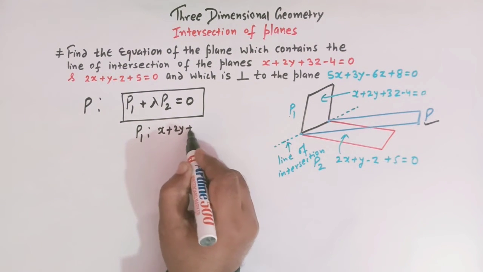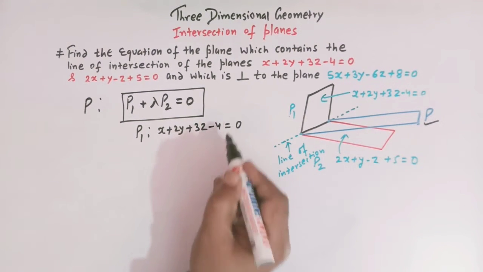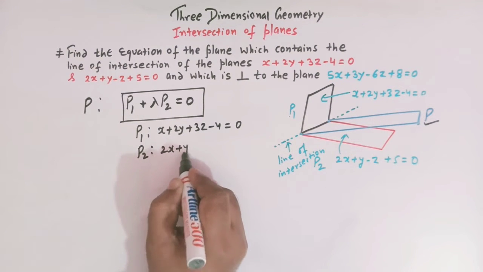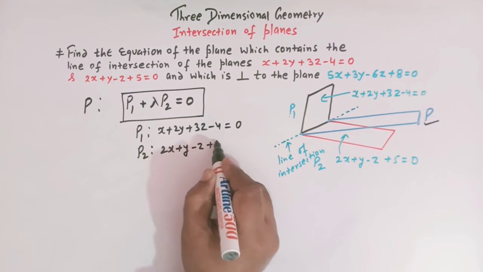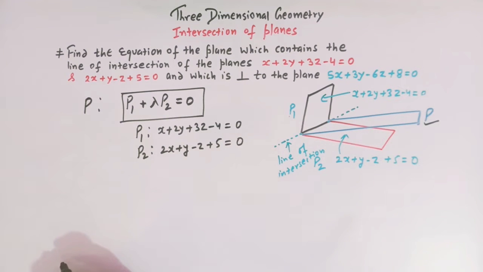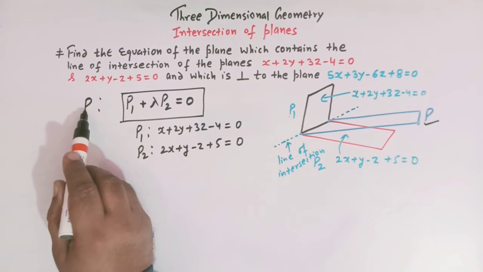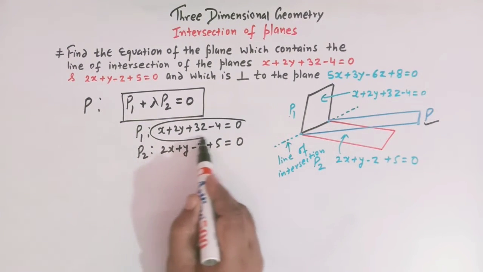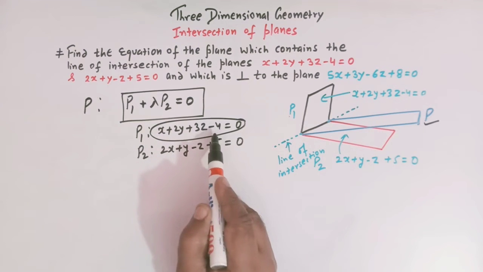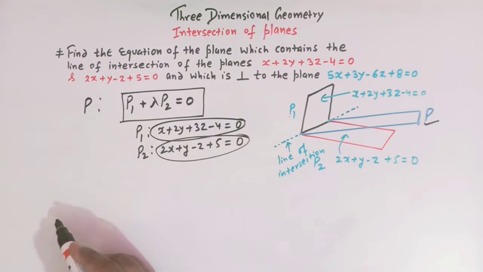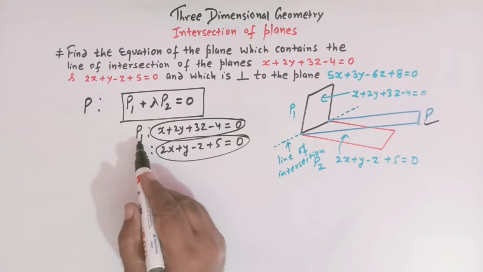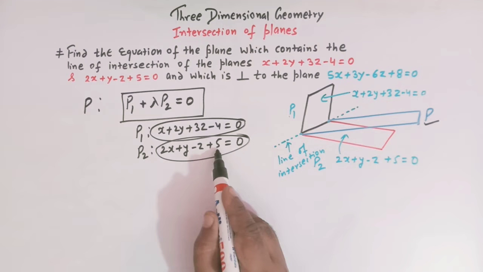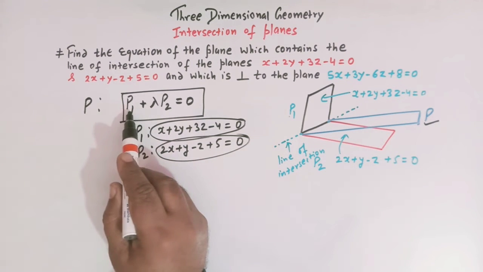And in this problem we are given the equation of this plane P1 as x plus 2y plus 3z minus 4 is equal to 0, and P2 is given as 2x plus y minus z plus 5 is equal to 0. So now to find out the equation of this plane P, we'll substitute P1 as this value and P2 as this value. So we'll take the left hand side of this equation and the left hand side of this equation, and we'll put it in this equation.